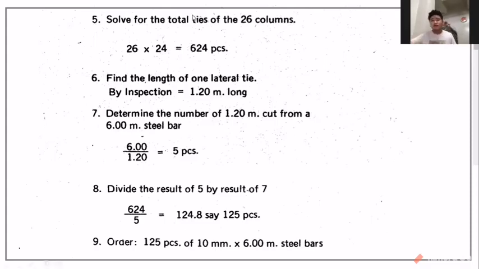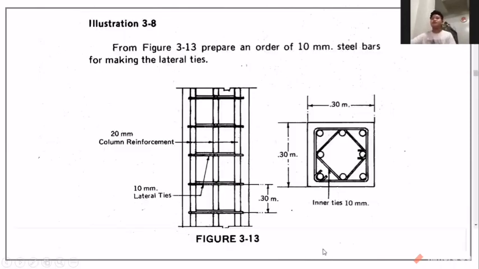So divide the result of step 5 by the result of step 7. The result of step 5 is 624 pieces, and it is divided by the result of step 7, which is 5. So we have 124.8. We'll round this off into a whole number, so we've got 125 pieces. So we need 125 pieces of 10 millimeter by 6 meter steel bar. This is our answer.